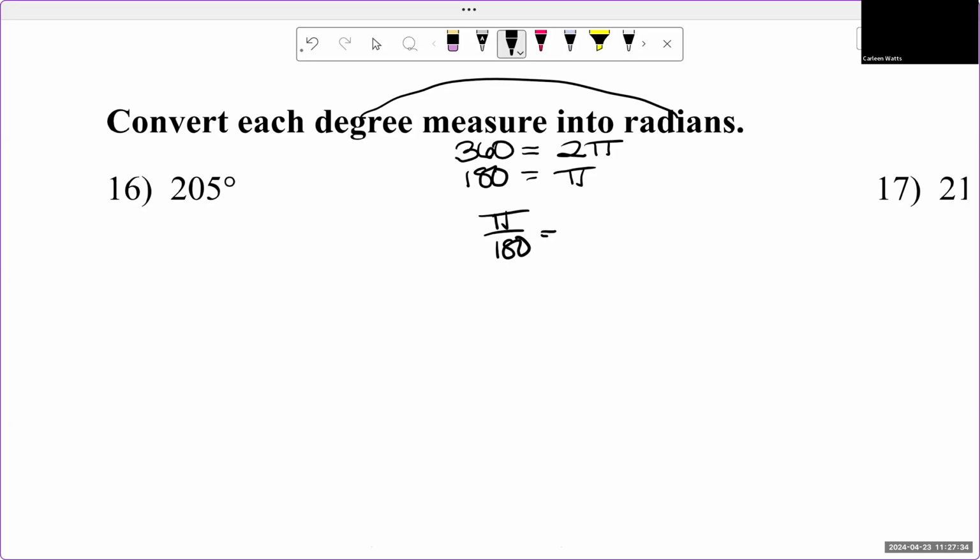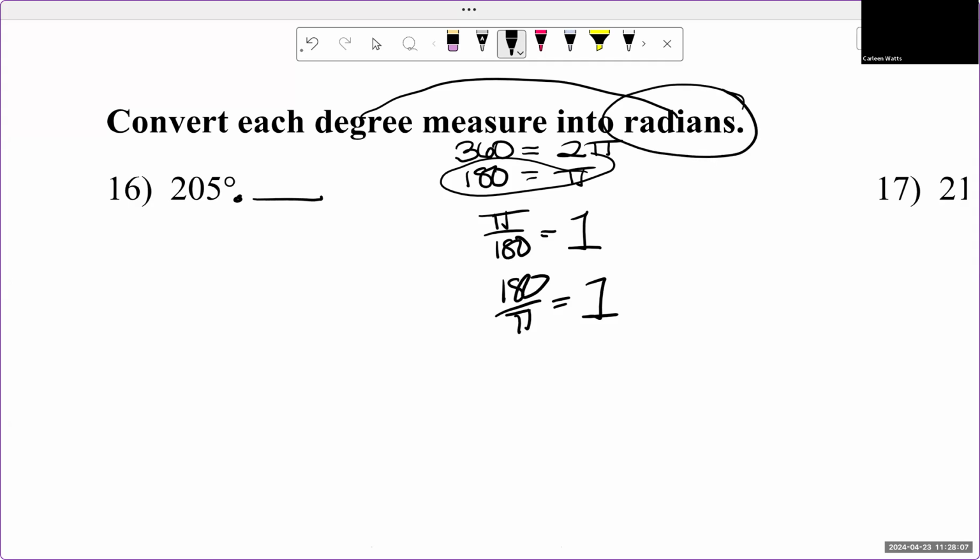I have two things equivalent to each other. That's basically a very fancy 1. Do we agree that pi over 180 is a very fancy 1? Because they're equivalent. 180 over pi is a very fancy 1. Okay, think chemistry: what you got, what you want. I have degrees. Do I want degrees? No, I want to cancel degrees.